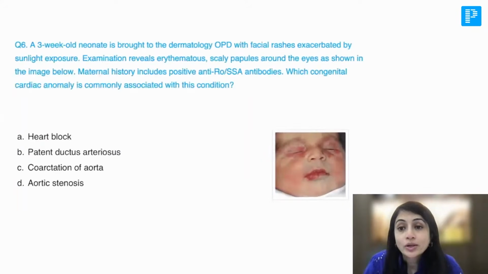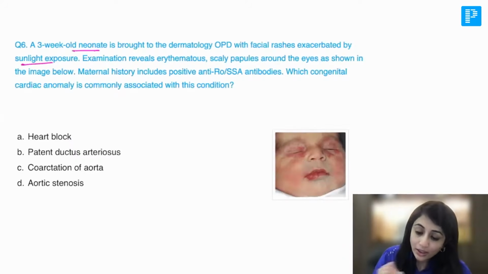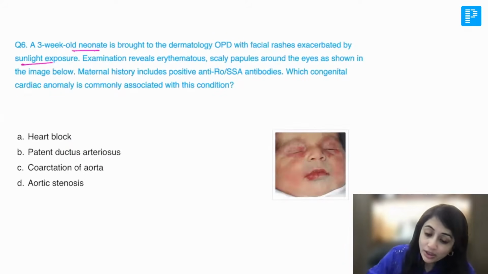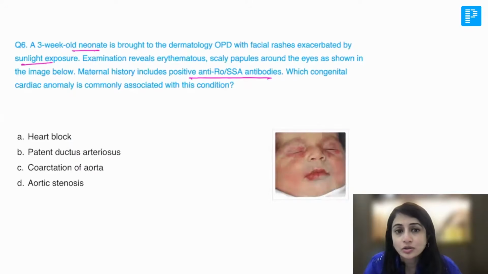Coming to the next question, a 3-week-old neonate is brought to OPD with facial rashes exacerbated by sun exposure. And this is a neonate. You see erythematous scaly papules around the eyes. Maternal history includes positive anti-Ro antibodies. Which congenital cardiac anomaly is associated? What is this condition? And what is this appearance called as?